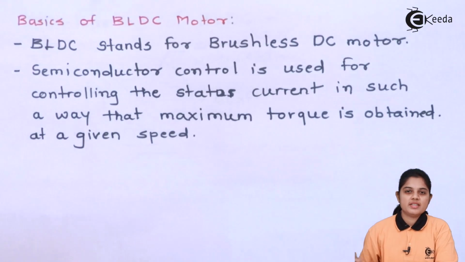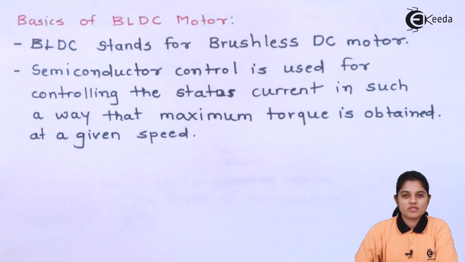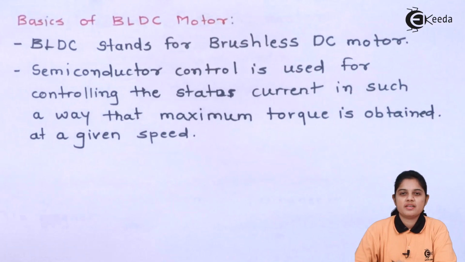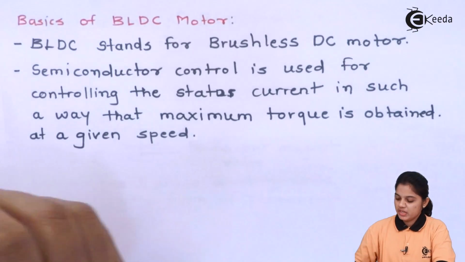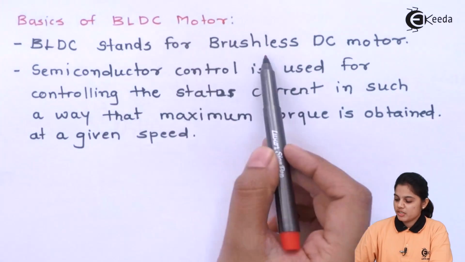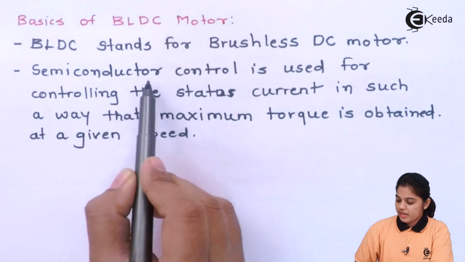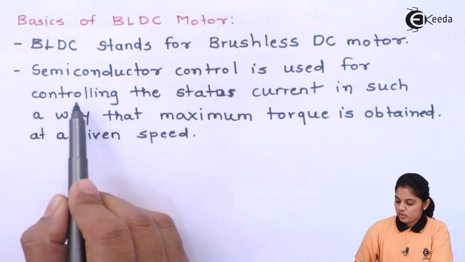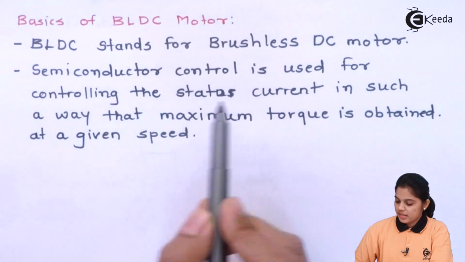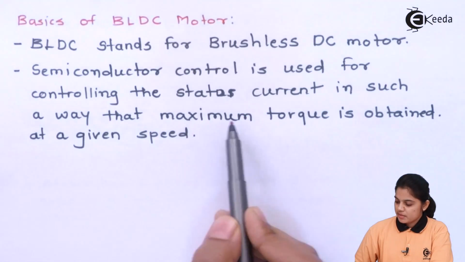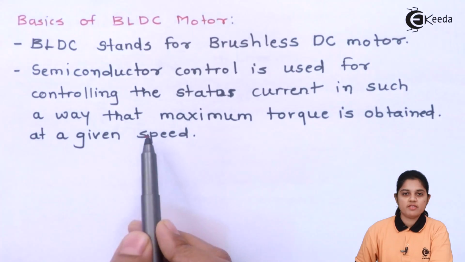So let's first discuss some important aspects of a BLDC motor before we go to understanding the actual construction. BLDC stands for brushless DC motor. That means it does not have brushes in it. It has a semiconductor control, used for controlling the stator's current in such a way that maximum torque is obtained at a given speed.